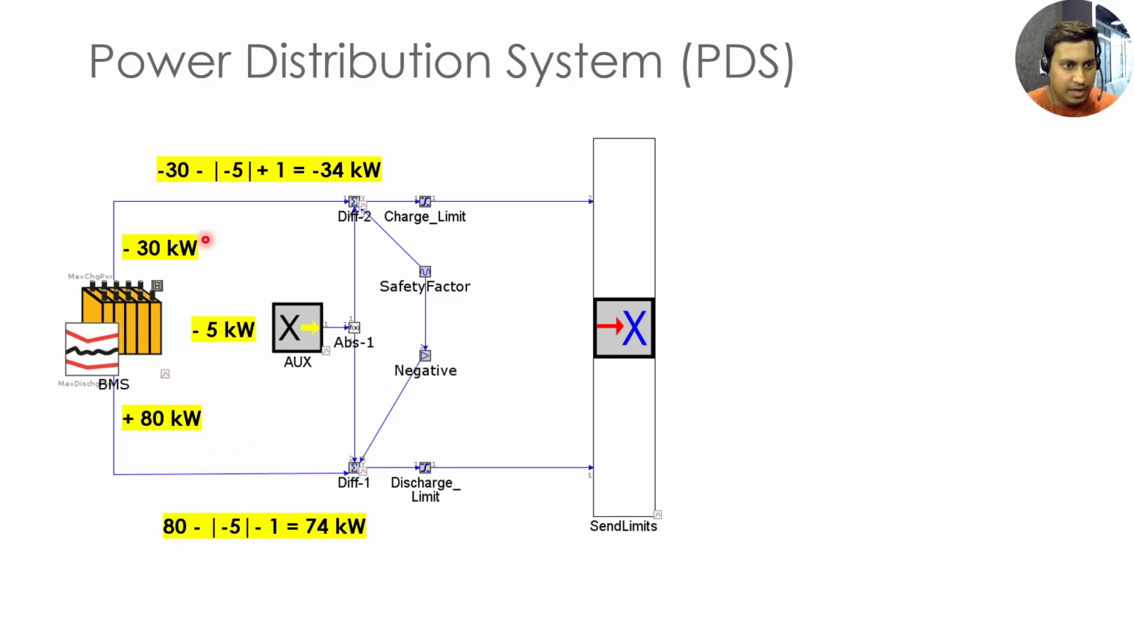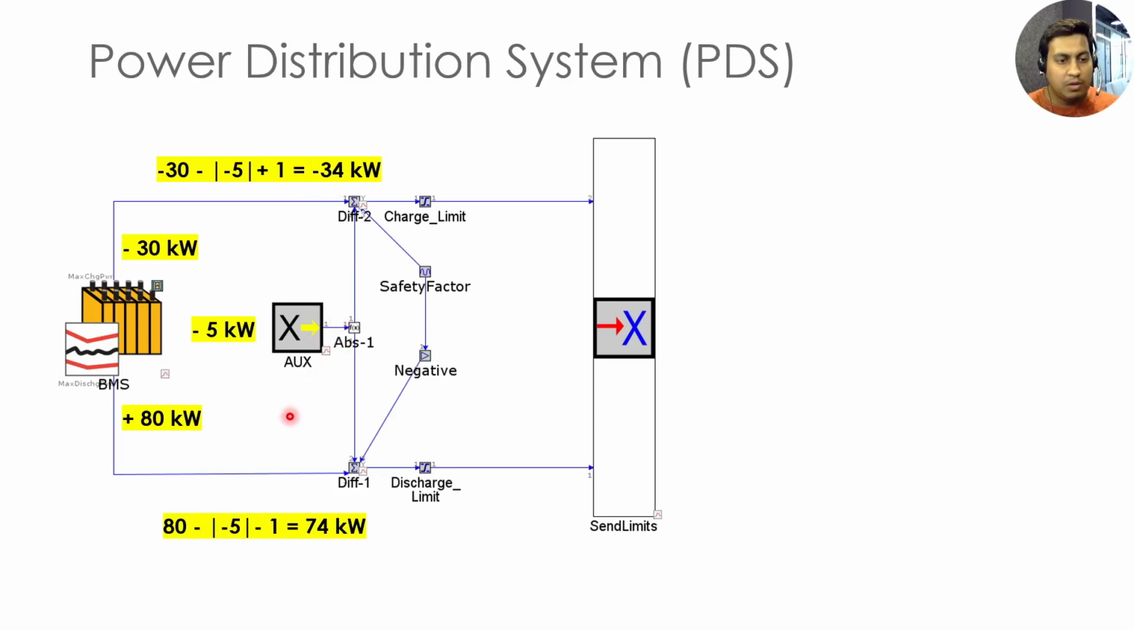So we simply add up these two to get minus 35, and then just for safety consideration, we might have a safety factor of 1 kilowatt. So we end up getting minus 34 kilowatts.